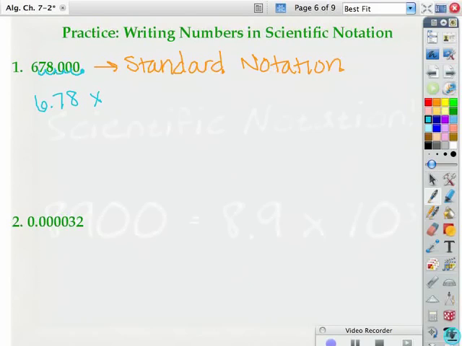6.78 times 10. And then if you look at the number, larger to smaller. So that means it's a positive exponent. And how many times did we move over? 1, 2, 3, 4, 5. So 5. So there it is in scientific notation. And moving on to the next one.